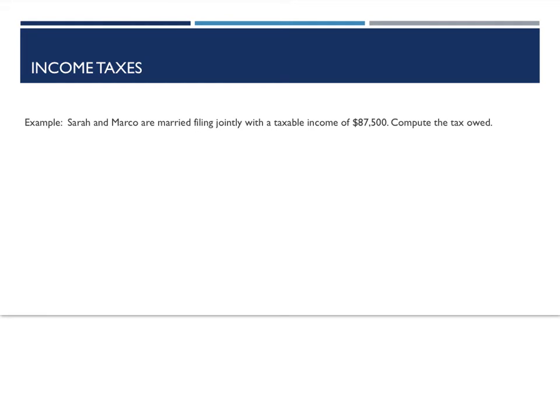Now when we look at Sarah and Marco, we want to actually figure out how much tax they owe. Here's where the definitions really matter. We have to look and see what it is that we're told. We're told their taxable income. If we're already starting with a taxable income, then we're not looking for gross, we're not looking for adjusted gross. All that's been already done for us. So if we start from $87,500, you're just ready to go straight to the tables and compute your tax.